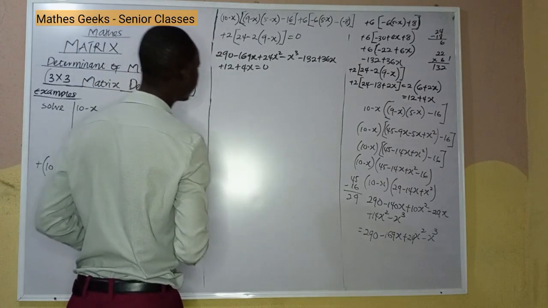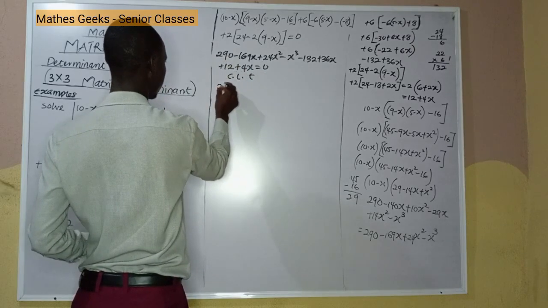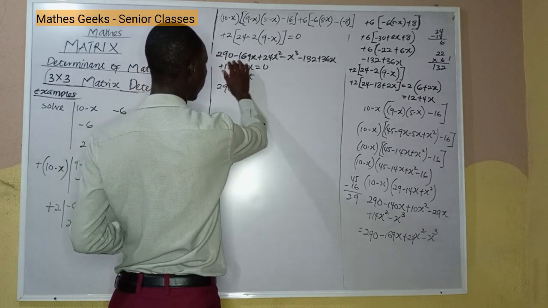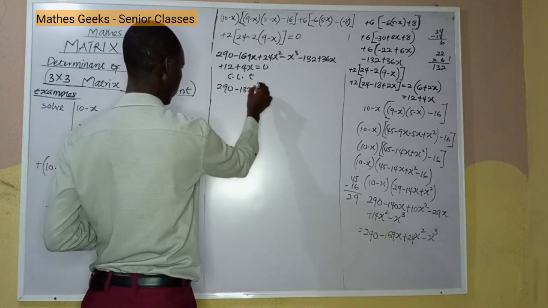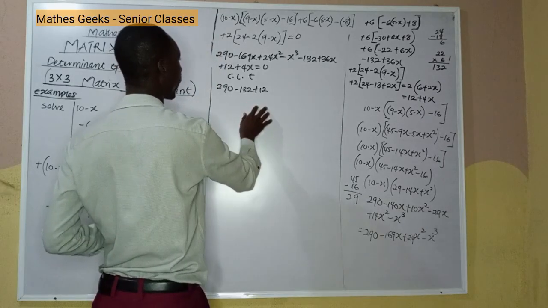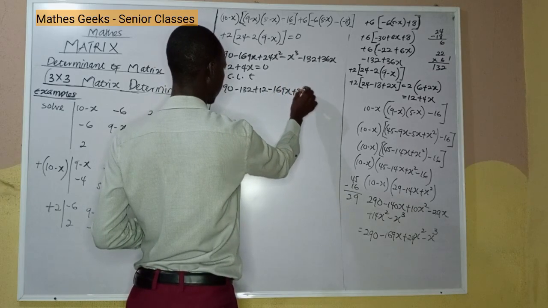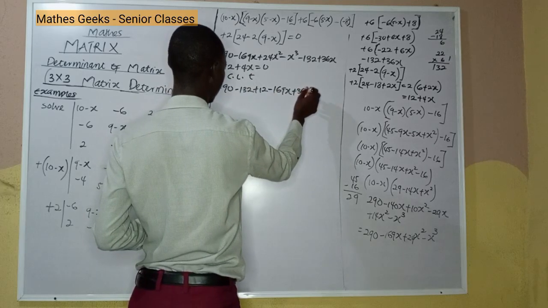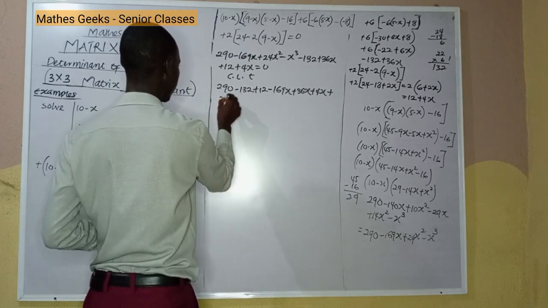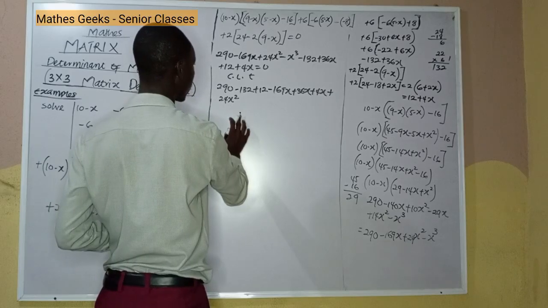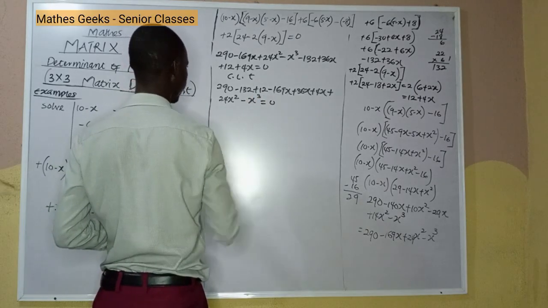So, okay, so let's collect our like terms. 290 minus 132 plus 12, and minus 169x plus 36x plus 4x, plus 24x squared, plus 24x squared minus x raised to power 3 equals to 0.